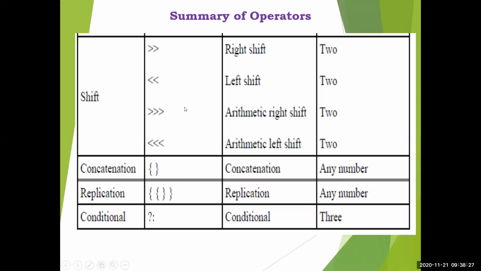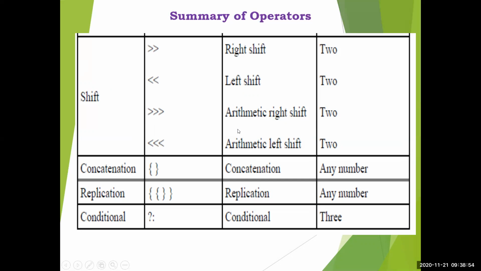The next class of operators is shift operators. Again, you have logical shift and arithmetic shift. Two greater than symbols mean right shift, two less than symbols mean left shift, three greater than symbols mean arithmetic right shift, which preserves the sign of the moved bit, and then arithmetic left shift is three less than symbols. All of these require two operands.